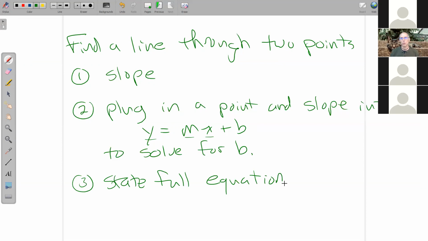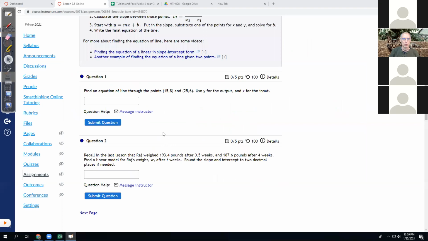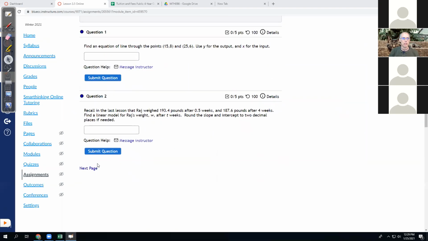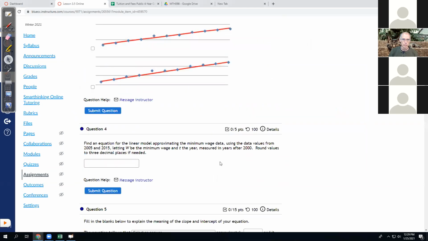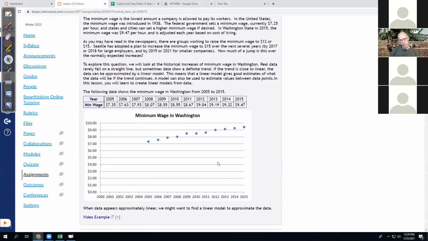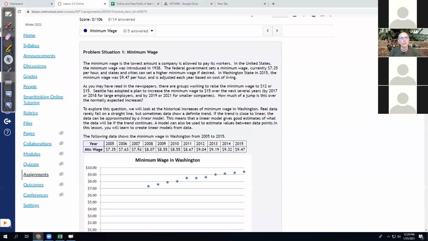I'm going to leave number one for you to do now or later. I'm going to jump over to the next page. So on the next page here, we are given some data about minimum wage.